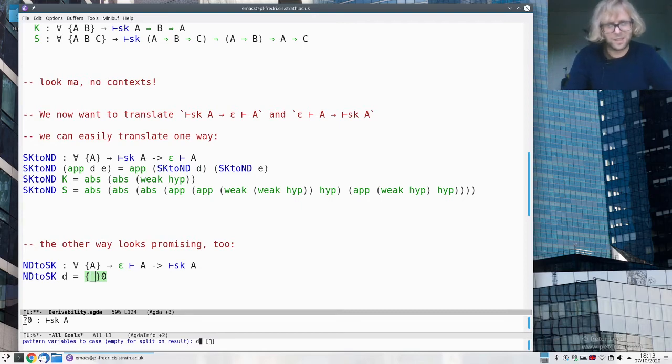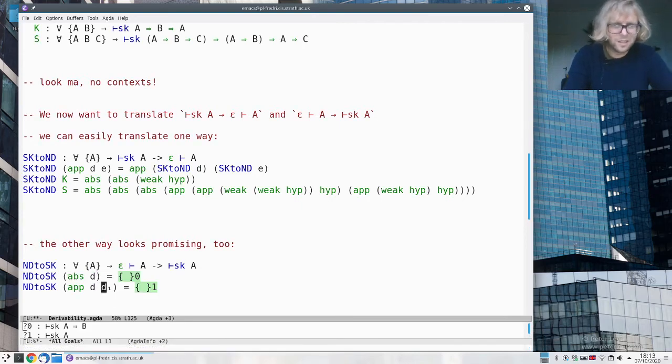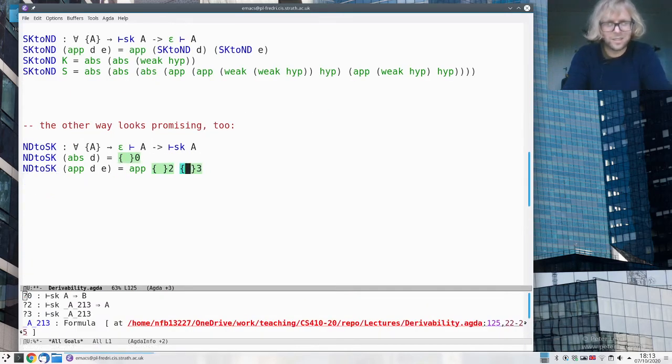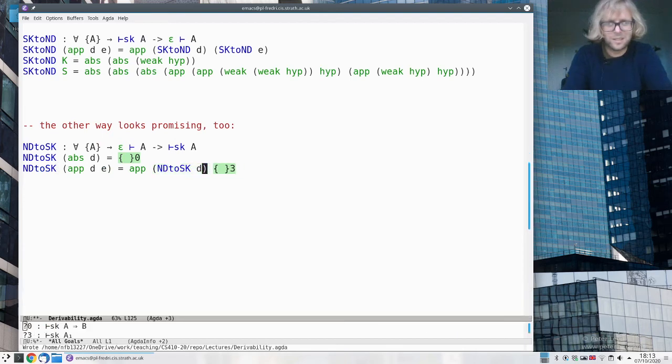We start the same way, we pattern match on the D. Looks quite promising. There's only two cases we have to consider. Okay, and this one is easy, right? Because we have an application in both systems, so we just do a recursive call.